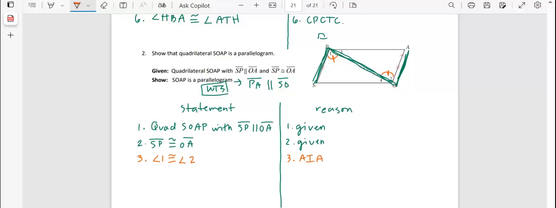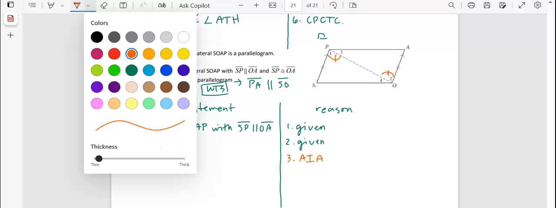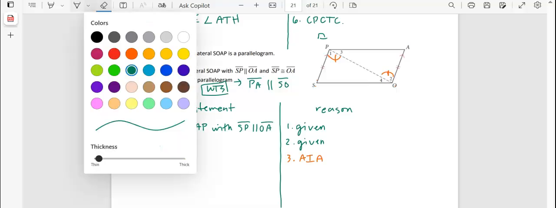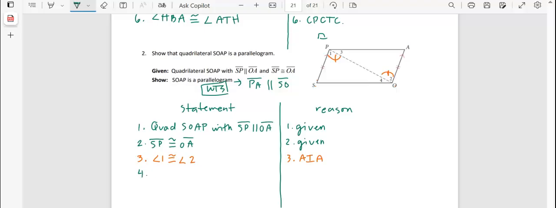All right, so I've got a side, I've got an angle. I'm thinking side angle side. Could I do side angle angle? I'm actually asking myself that question right now. I don't think I can. The only way to get 3 congruent to 4 would be if these were my sets of parallel lines, and we don't know that's true. Okay, side angle side it is. So once again, we can say that PO is congruent to itself.